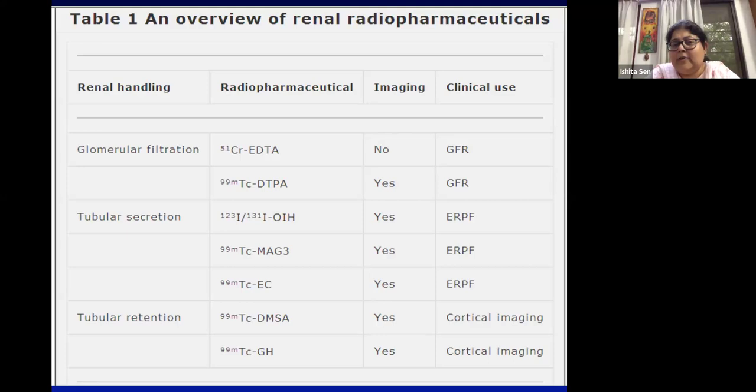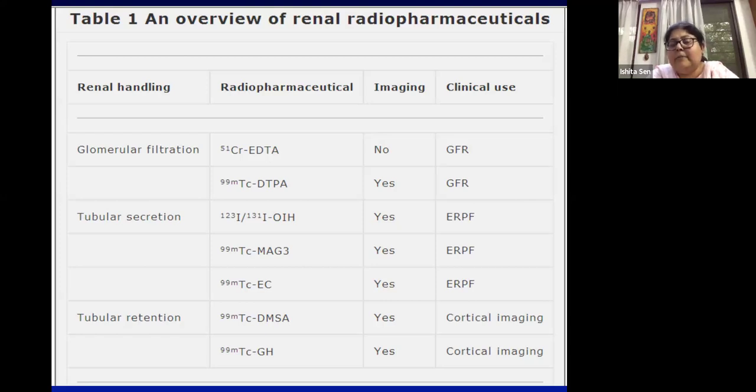In children where there is renal immaturity, again, EC is a better agent than DTPA. DTPA is better where GFR is essential, for instance when you're preparing a patient for a renal transplant as a donor, or you're trying to calculate the chemotherapy dose or a drug dose based on the glomerular function. And DMSA is mainly for looking at cortical scarring.